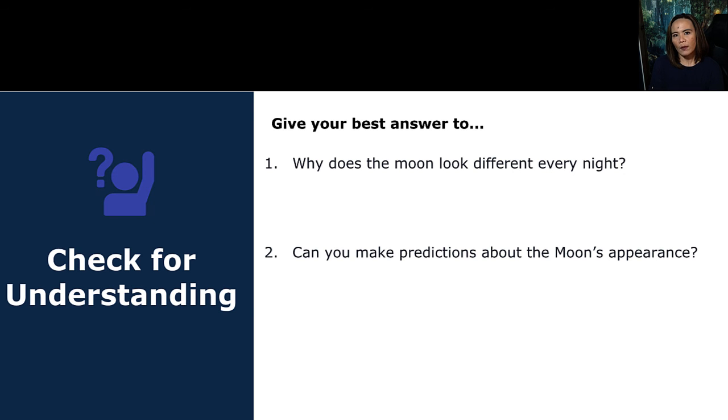Now that you've learned about the lunar phases or the phases of the moon, I'd like you to give your best answer to the following. Number 1, why does the moon look different every night? And number 2, can you make predictions about the moon's appearance?